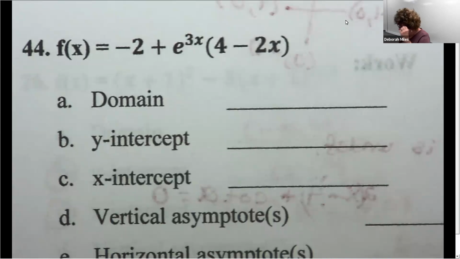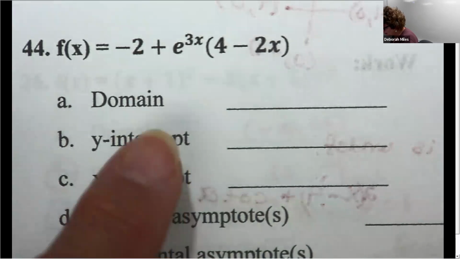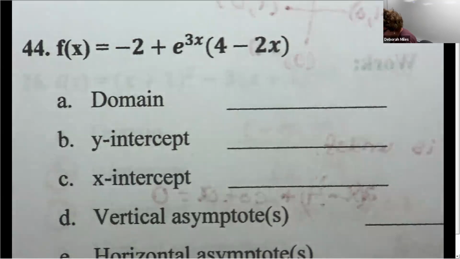All right. We have 3 more examples of everything that you can tell about the graph of a function from its first and second derivative, and what we already know about asymptotes. Ooh, asymptotes, intercepts. So number 44. I don't think we've graphed one that had the natural exponential function in it, and 44 does. f of x equals -2 plus e to the 3x times (4 minus 2x).